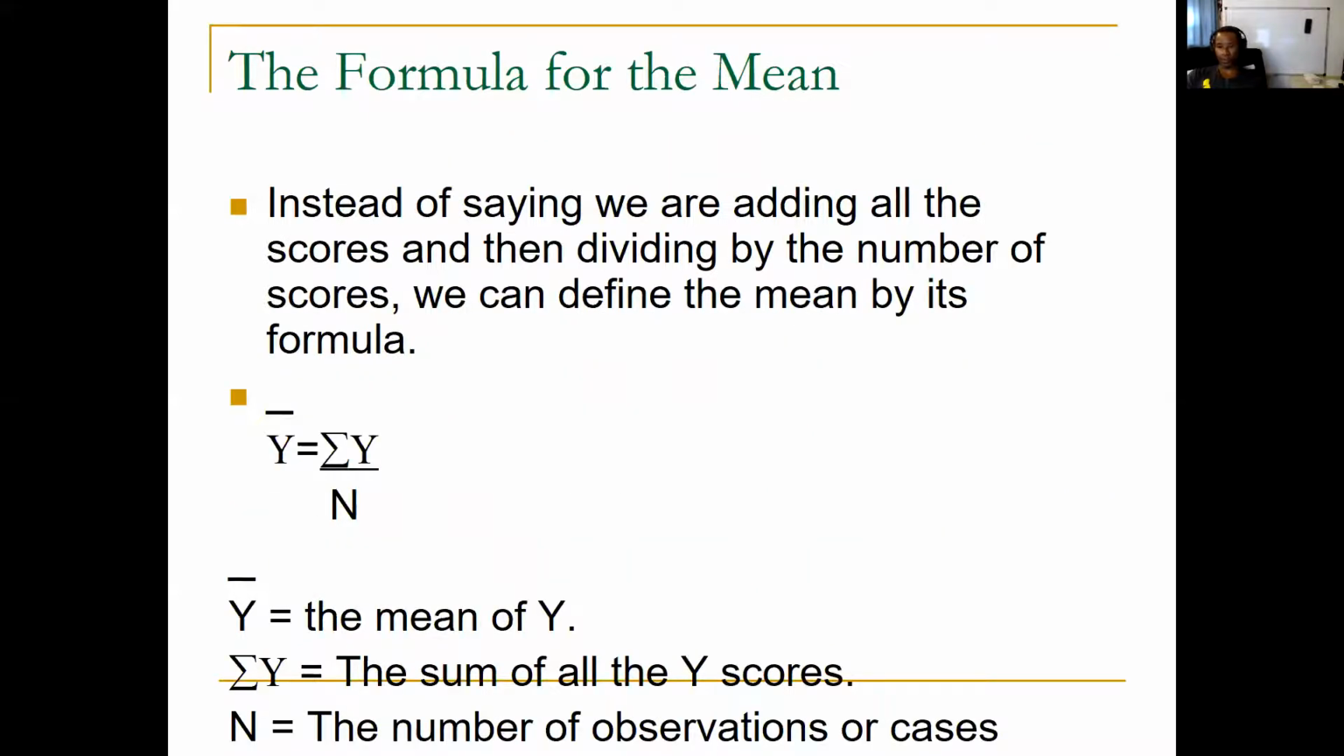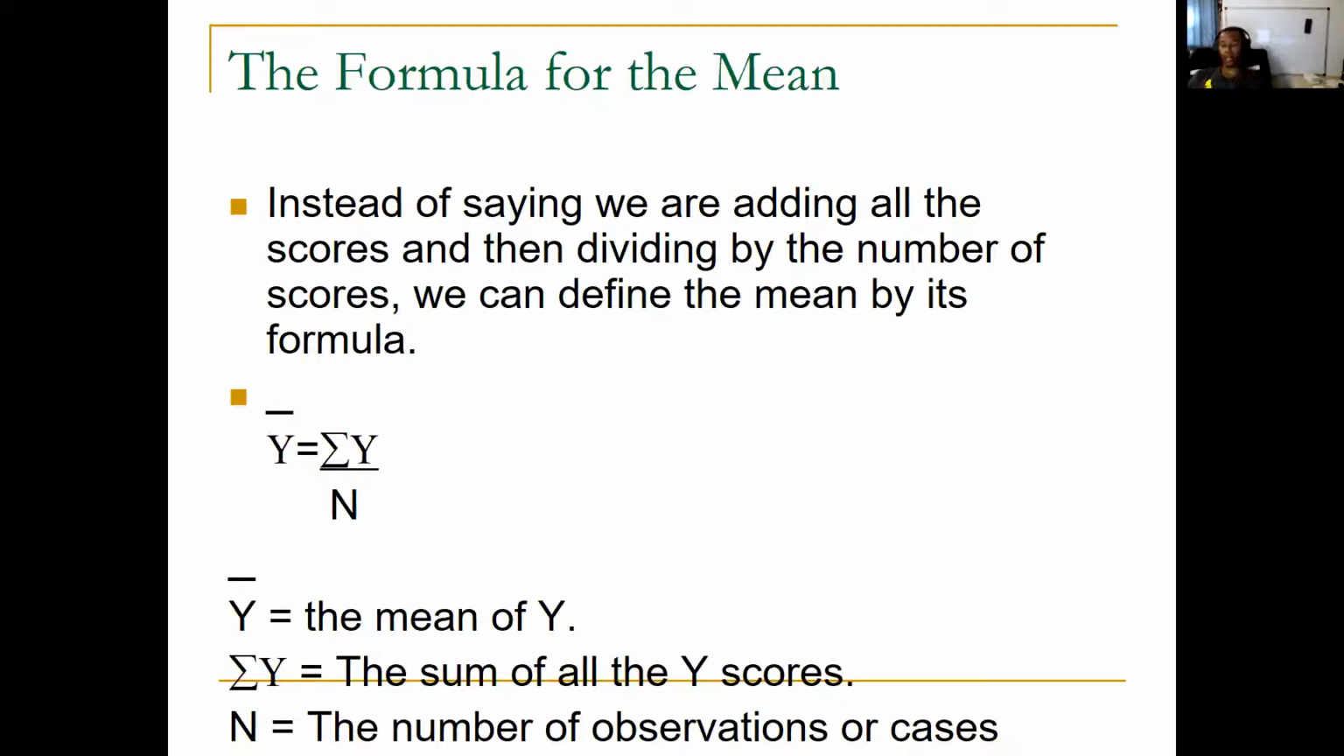So this is the formula, and this is some stuff that you're probably going to want to write down because you're going to see these symbols for the rest of the class, okay? The y with the bar over it is the mean of y. Now, this symbol right here that kind of looks like an E is a Greek letter referred to as sigma. What does sigma mean? It means sum all the scores up, so it means add everything together.